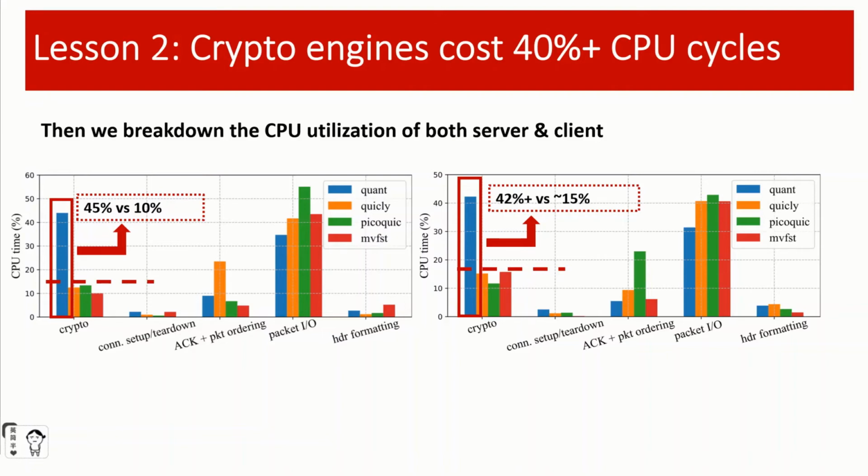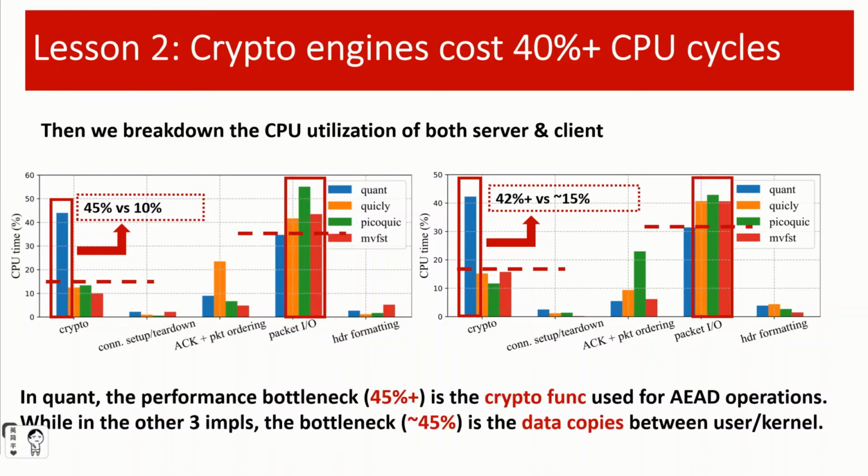And also we found that in the other 3 QUIC implementations, the main bottleneck is in the packet I/O, which accounts for around 40% of the CPU time. So which means that the bottleneck in the other 3 QUIC implementations are in the data copies between user and the kernel space.